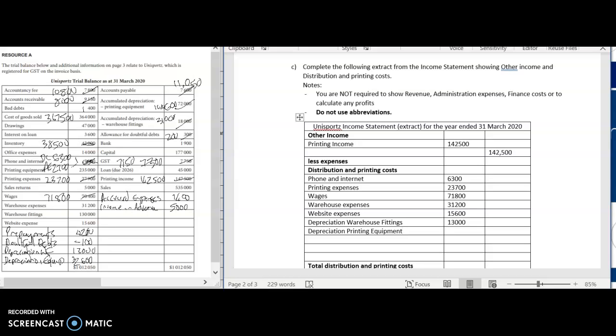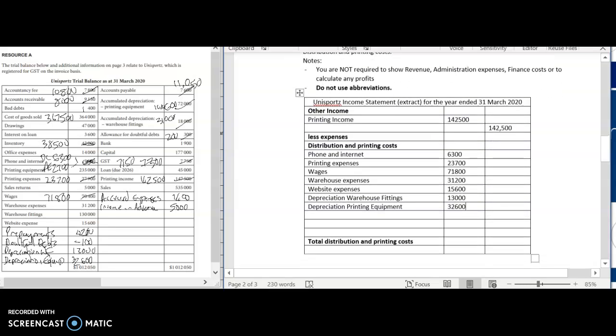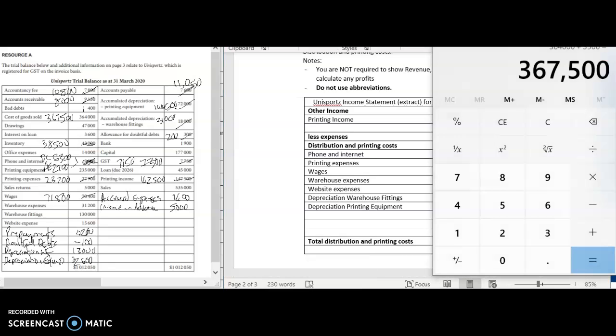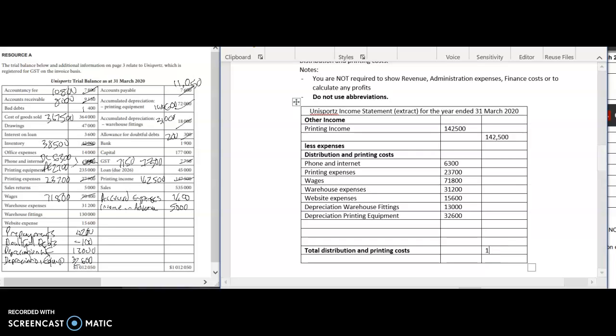And that's going to be 32,600. I can read my own writing. Good. So that's all you have to do, and then just add them all up. And that's 194,200. That's it. That's the end of question 1. We'll see you soon for question 2.